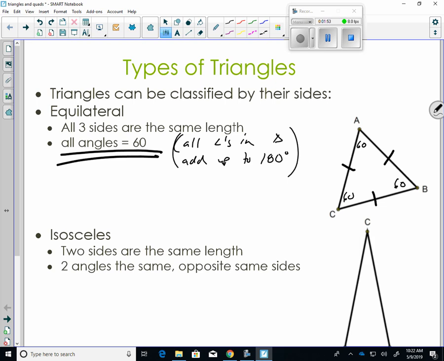Okay, now the second, all angles in a triangle add up to 180. So like if you know two of them, you can figure out the third one, right? Okay, so the second kind of triangle is called isosceles. It's a fun word to say, isosceles. That means that two sides are the same length.